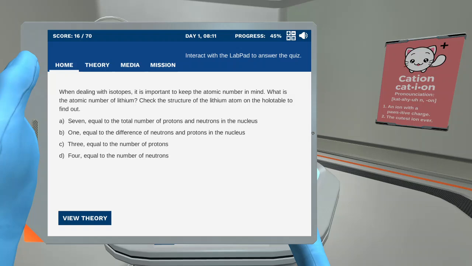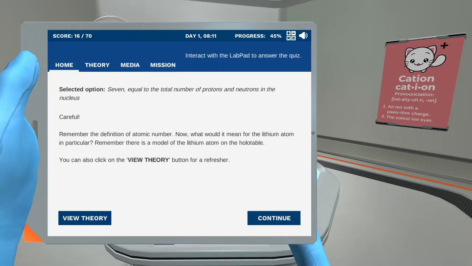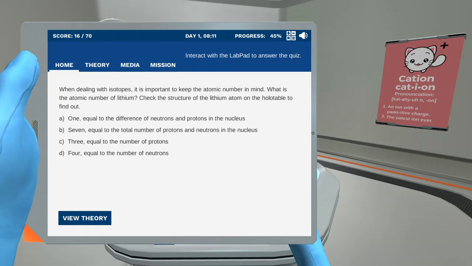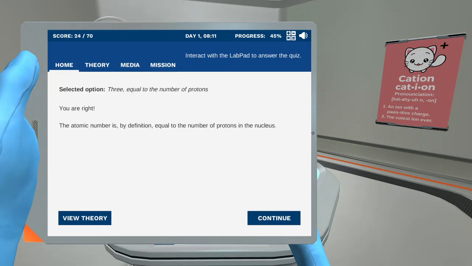What is the atomic number of lithium? Check the structure of the lithium atom on the hollow table to find out. Careful. Remember the definition of atomic number. Now, what would it mean for the lithium atom in particular? Remember there is a model of the lithium atom on the hollow table. You can also click on the View Theory button for a refresher. You are right. The atomic number is, by definition, equal to the number of protons in the nucleus.